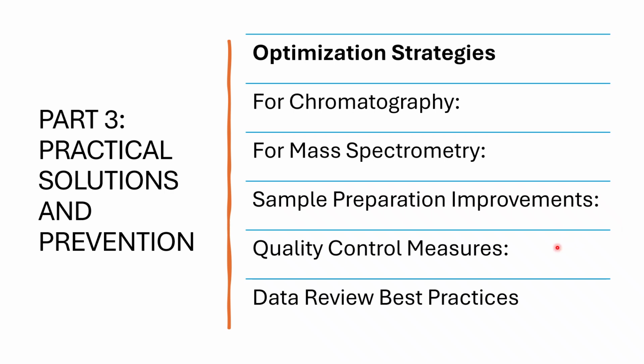Fourth is quality control measures. Establish robust acceptance criteria for retention time, ion ratios, and peak shapes. Use isotopically labeled internal standard when possible. They experience the same matrix effect as your analytes.